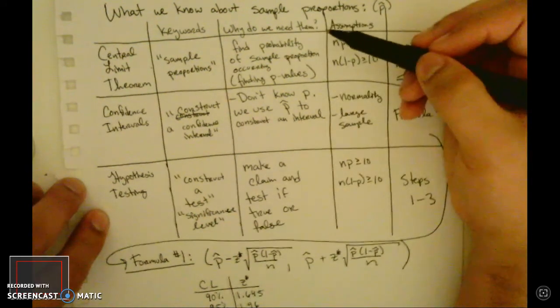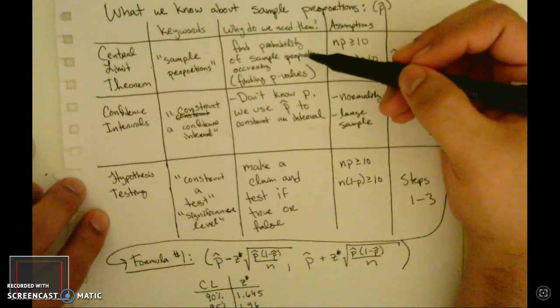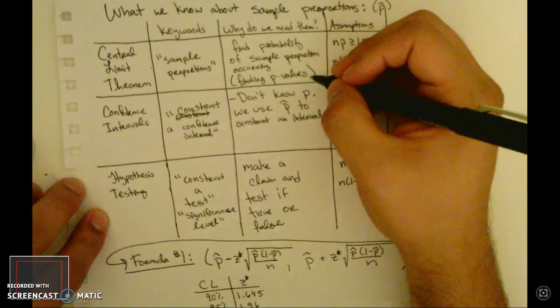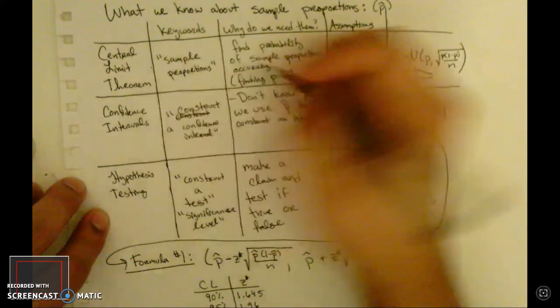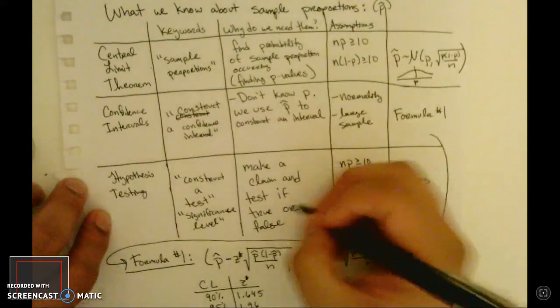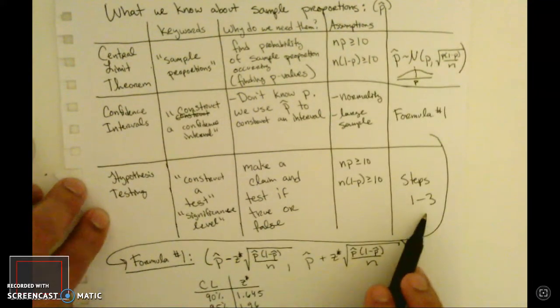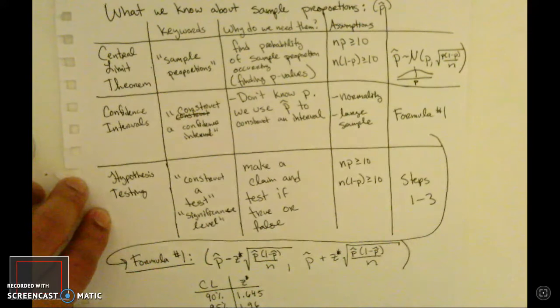Why do we need them? Well, we use central limit theorem to find the probability of a sample proportion occurring. So the central limit theorem actually helps us find the p-value for hypothesis testing, right? That's our step number 2 when we do steps 1 through 3 in hypothesis testing. So that's why we do it, right?